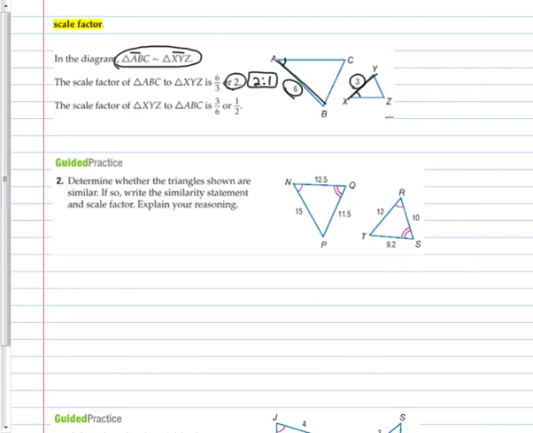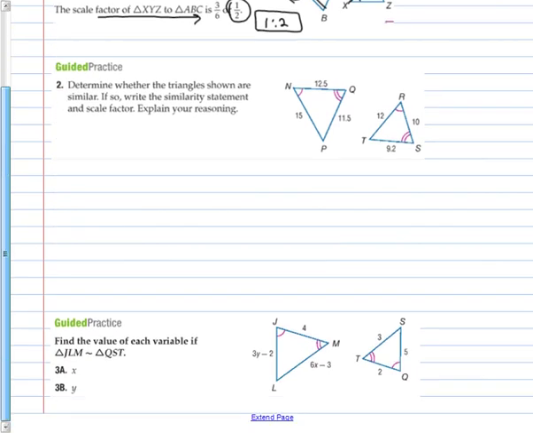Now that's the scale factor when you go in the order from ABC to XYZ. If you change the order, XYZ to ABC, you need to turn it upside down, and the scale factor becomes 1 to 2. So just remember that the order is important to us. So using the scale factor, determine whether the triangles shown are similar, and if so, write the similarity statement and explain why we knew they really were similar to each other.